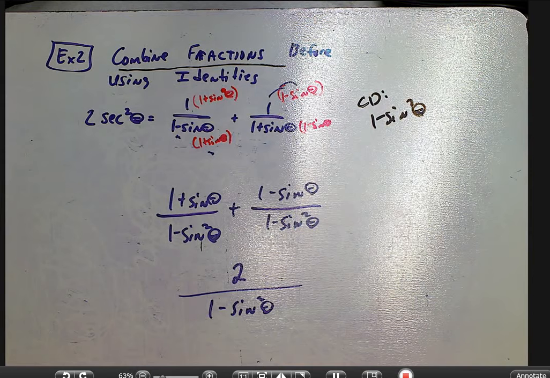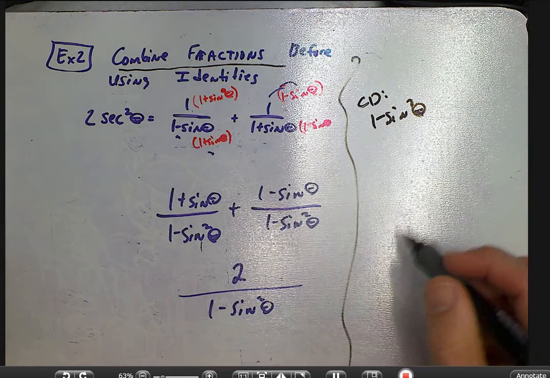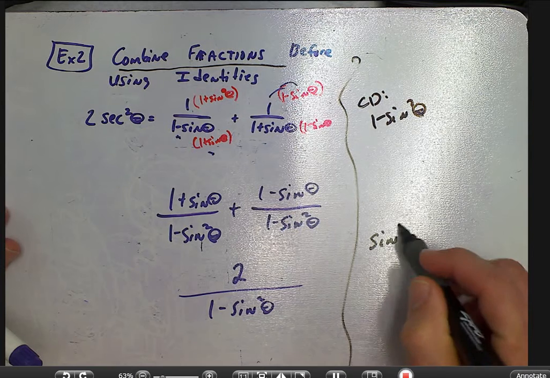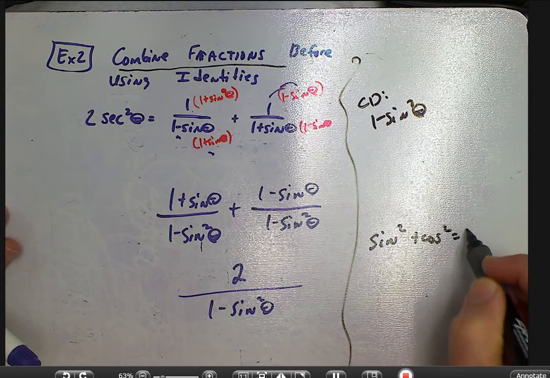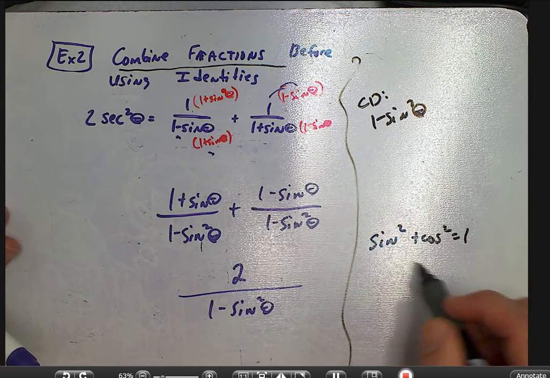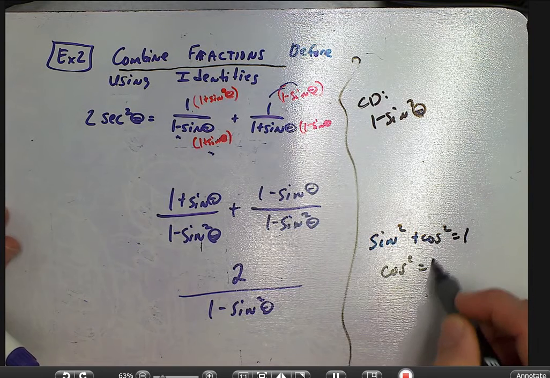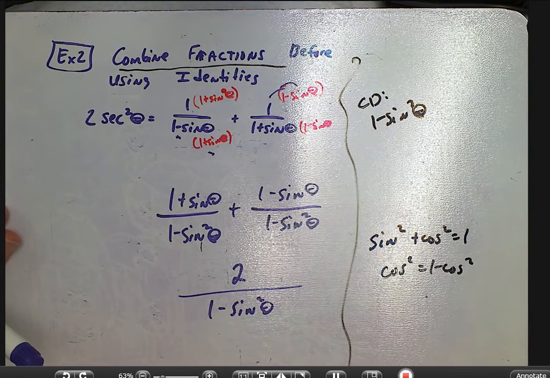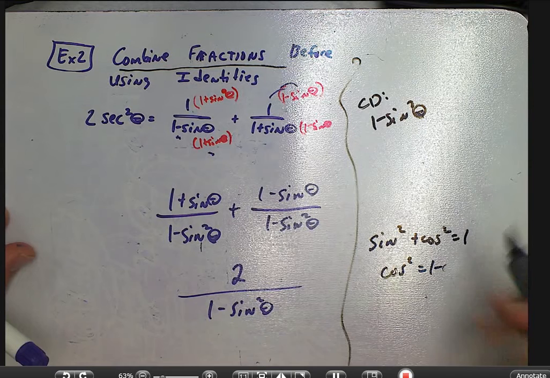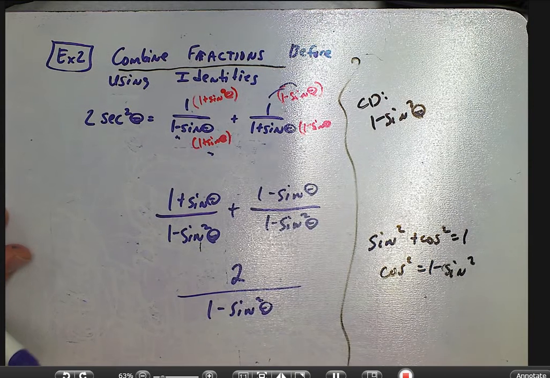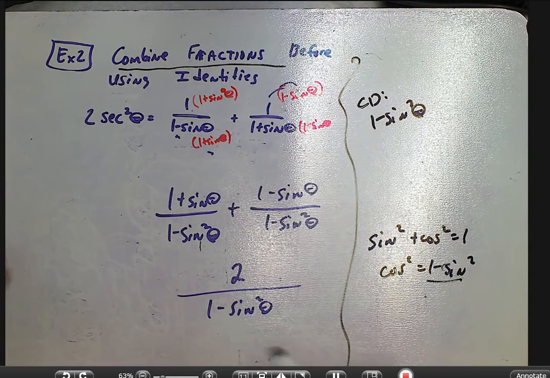Well, now I'm going to use my Pythagorean identity, the one that says sine squared plus cosine squared equals 1. And if I subtract sine squared from both sides, I'm left with, sorry, not 1 minus cosine, but 1 minus sine squared. So I'm going to take out 1 minus sine squared, and I'm going to put in cosine squared.